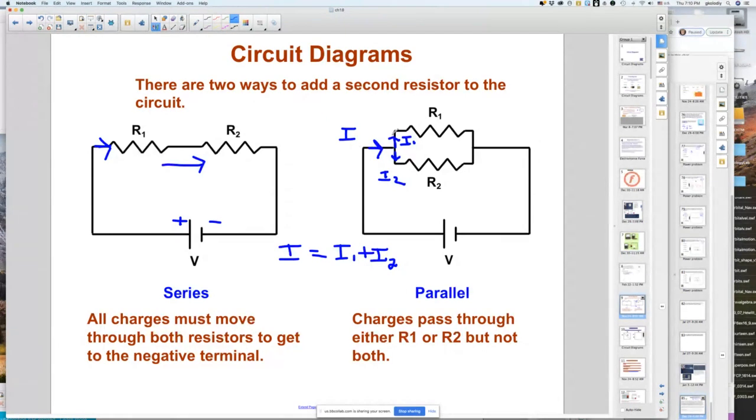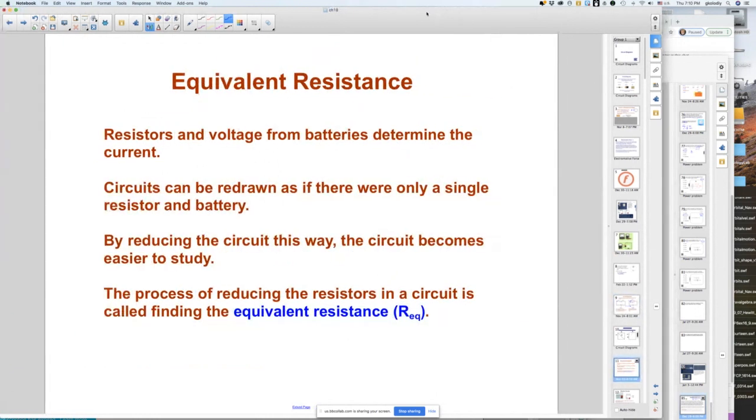So if the current splits up at any time, then they're parallel. If it doesn't split up, and the same current flows throughout, they're in series. In order to figure out the current in both these situations, don't forget, what tells you the current is Ohm's law. The current is the voltage divided by the resistance. But this only works for one resistor. If you have two resistors, 3, 4, 5, 10, it doesn't work. You must have one resistor.